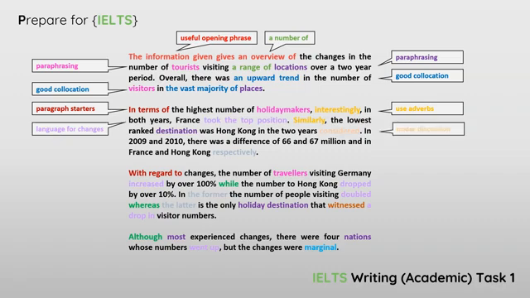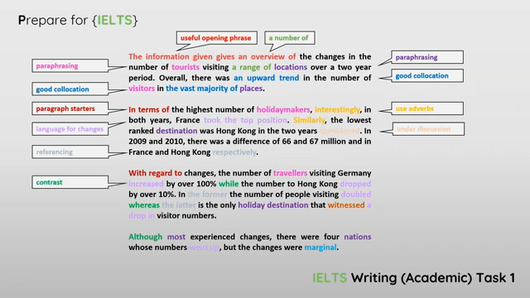Considered, so the lowest ranked destination was Hong Kong in the 2 years considered. So instead of saying in 2009 and in 2010, in the 2 years considered, in the 2 years under discussion. Respectively is a good word to use, and you're referring back. So I'm saying in 2009 and 2010, there was a difference of 66 and 67 million, and in France and Hong Kong respectively. So 66 million in France and 67 million in Hong Kong.